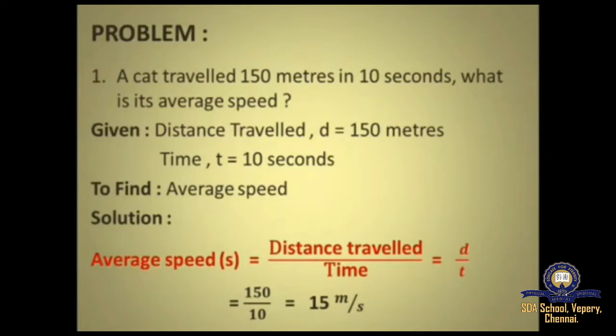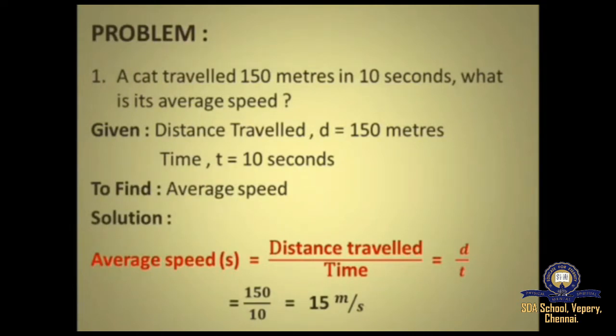So what is the d value given in the question? It is 150 meters divided by time, that is 10 seconds. So 150 divided by 10 is, we cancel out the zeros and we get 15 meter per second.